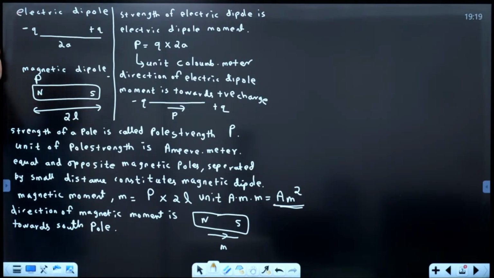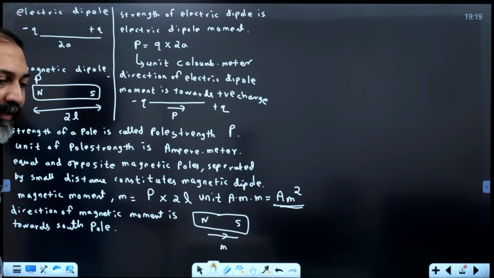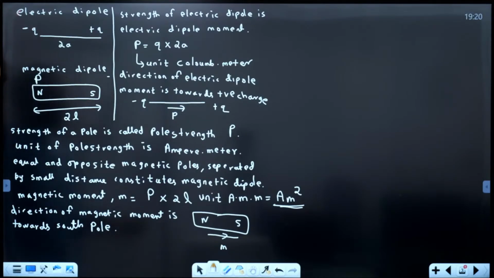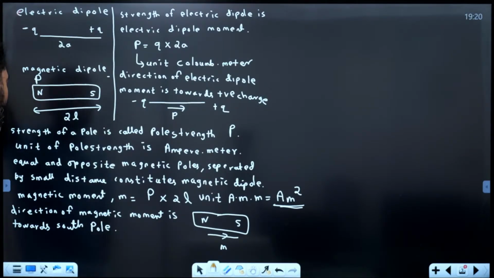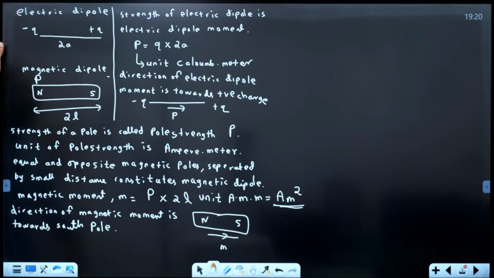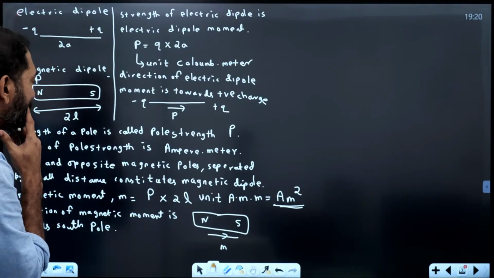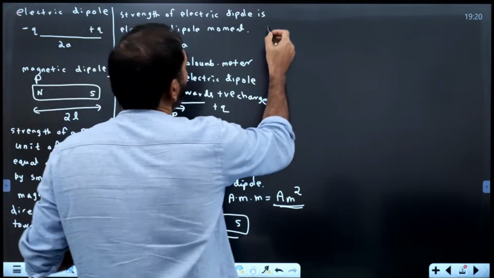So towards south pole. Actually, why I am not telling is it's a regular +2 class. In +2 regular class, dimensional formula is not required. It is required for entrance only. Okay, no problem. So, magnetic moment is what? Direction of magnetic moment is what? Towards south pole. Direction of electric dipole moment is what? Towards positive charge.